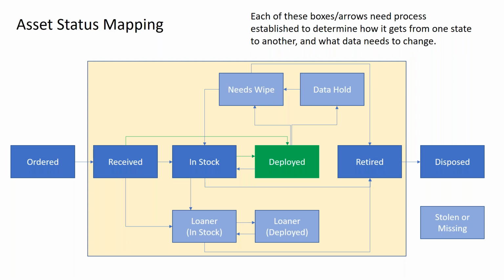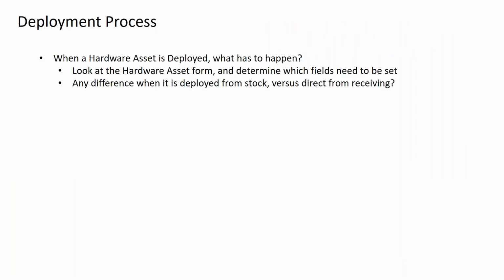Okay, so what I'm going to start with, I have it highlighted here in green. We're going to start by looking at the deployment process. We've established from our status mapping that devices can go either from received to deployed or in stock to deployed. But there's not really another way they can get deployed. They wouldn't be retired to deployed. They wouldn't be needs wiped to deployed. They wouldn't be loaner to deployed. It's going to come from one of those two places.